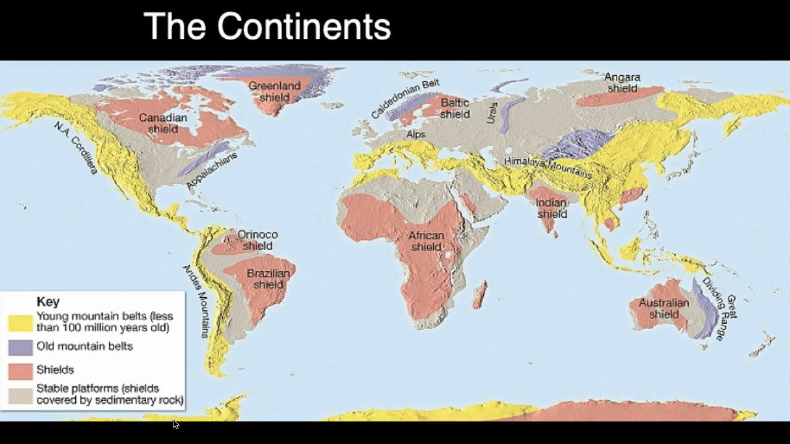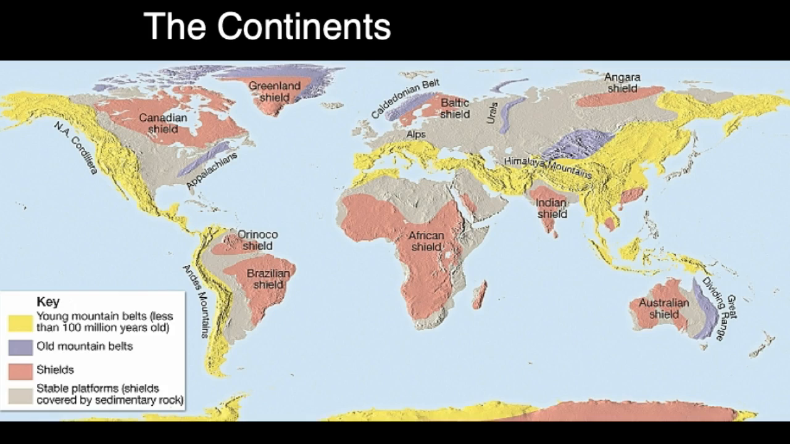Here shows you the different features of continents, those four main features that I talked about. The two subdivisions between the mountains, and then the two subdivisions between the cratons. So you can see the younger mountains, which again are considered to be less than 100 million years old, are going to be the yellow ones. So those would be, for example, the Andes or the Rockies or the Himalayas. But then you have the old mountains as well, which we consider, for example, the Appalachians, the Caledonian Belt, or the Ural Mountains. So those are going to be older mountain belts.